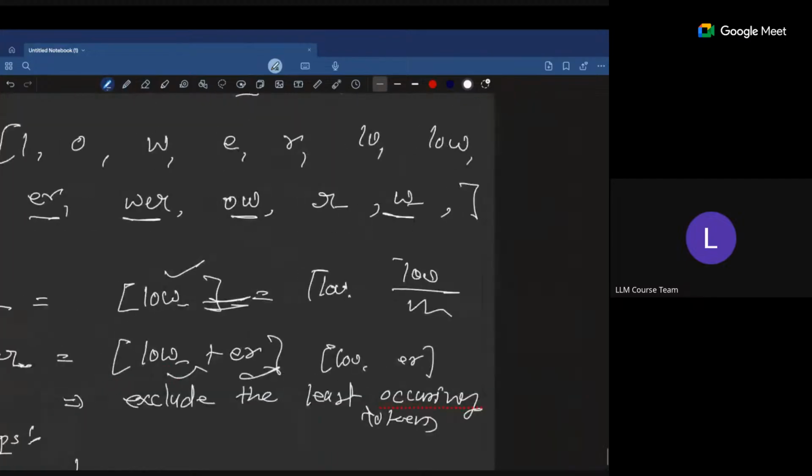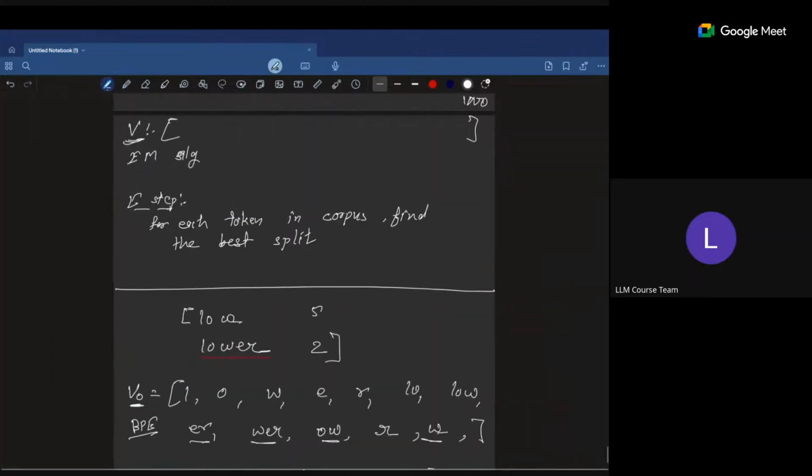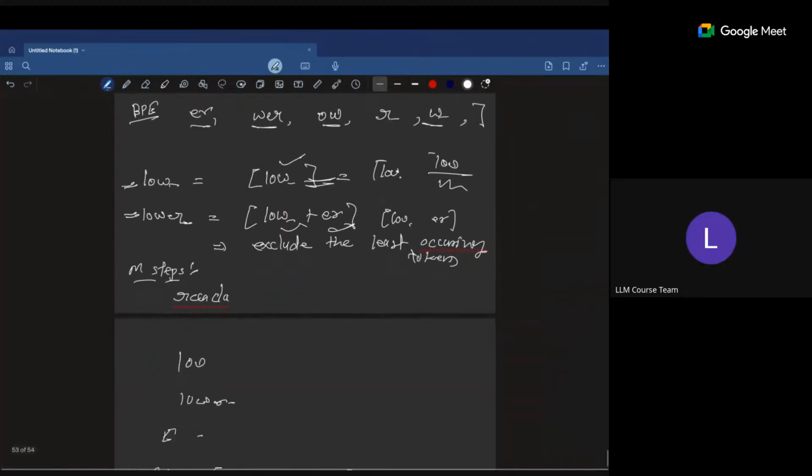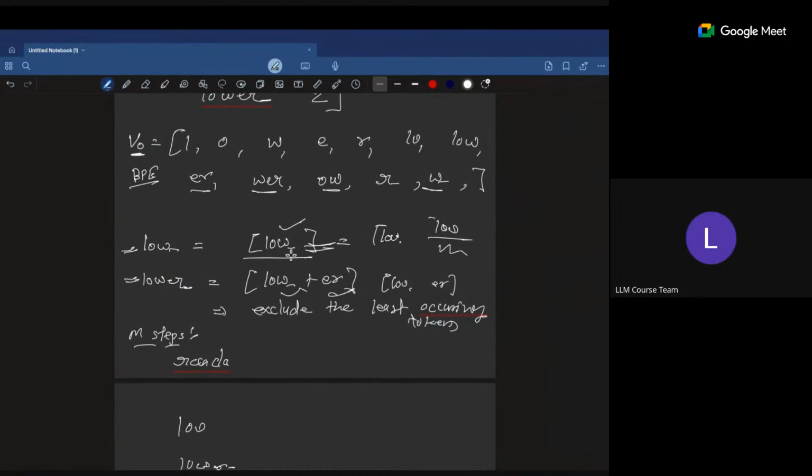Okay, so again, what we do, we start with a very large vocabulary. This is created using some algorithm. You can even think of it as BPE. You created this using BPE. Now what I'll do, I'll start pruning this. And for pruning this, for each word in the corpus, I find the log likelihood score and choose the best split. Okay, for low, this is the best split. For lower, this is the best split.